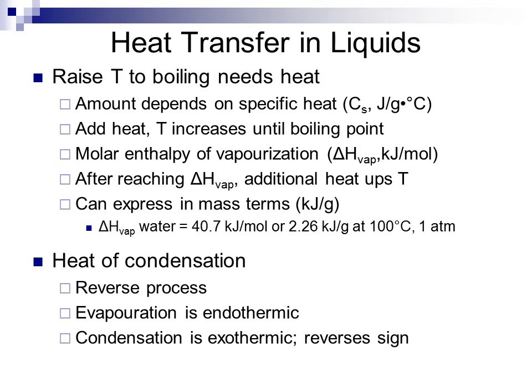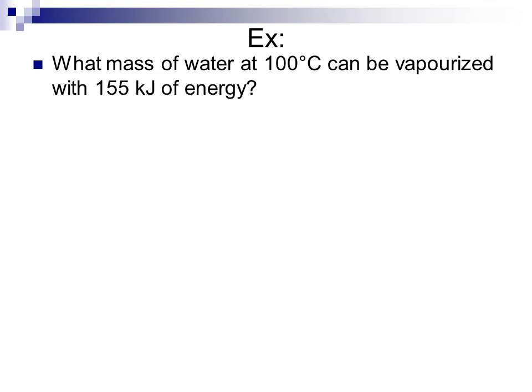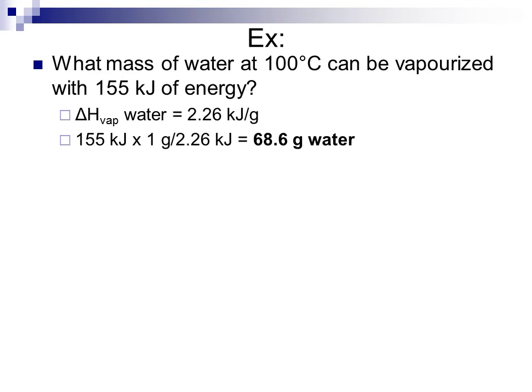So we reverse the sign on the heat of vaporization, and we get the negative delta H vap of the water, which would be negative 40.7 kilojoules per mole, or negative 2.26 kilojoules per gram. An example of this: if I want to know what mass of water can be heated at 100 degrees Celsius with 155 kilojoules of energy, I know that the delta H vap of water is 2.26 kilojoules per gram. So if I multiply 155 kilojoules by 1 gram per 2.26 kilojoules, I'll get 68.6 grams of water.